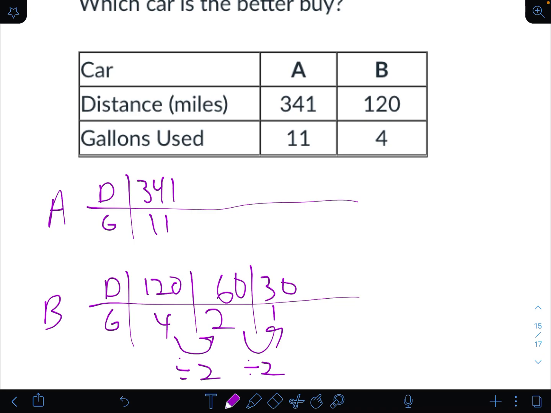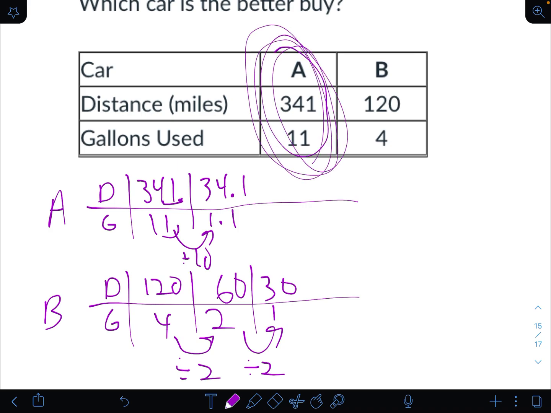Could divide by 11. I'm going to make an estimate, though, because look, if I divide by 10, I get 1.1 gallons into 34.1 miles. Can you just move it over? So now I can be like, wait a second, I'm pretty sure that car is a better deal. But maybe you want to be exact. Maybe you've been fooled before.